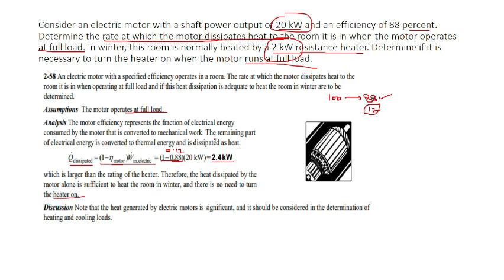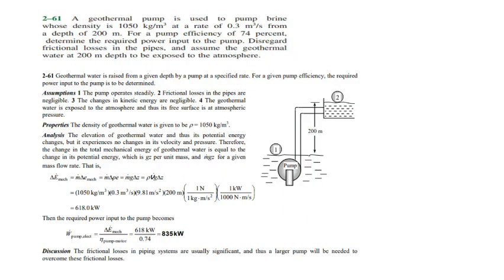The question was that there is an electric motor in the room which is working. You have to determine the heat dissipated by this motor, because the efficiency is 88%, so 12% of the energy will be lost as heat. In winter the room needs a 2 kilowatt resistance heater, while the dissipated energy is 2.4, which is greater than 2. So you are getting enough heat from this motor, so you don't need to install any heater. This is also an important question.